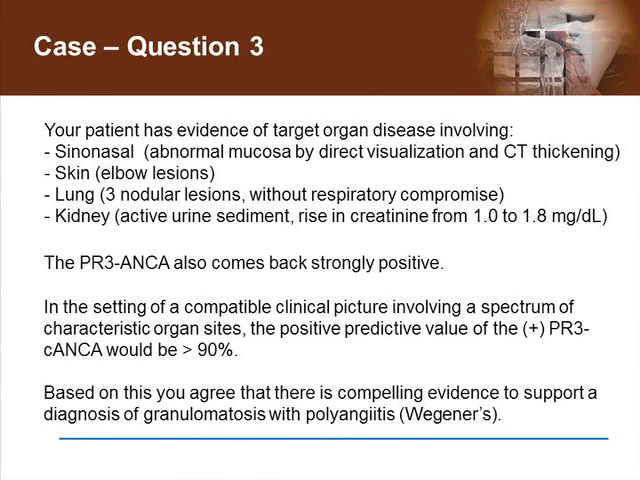So in the setting of a compatible clinical picture involving a spectrum of characteristic organ sites, the positive predictive value of the proteinase 3 ANCA would be greater than 90%. And based on this, you agree that there is compelling evidence to support a diagnosis of GPA Wegener's.